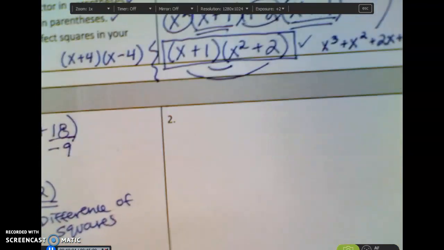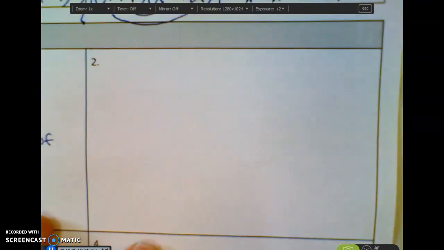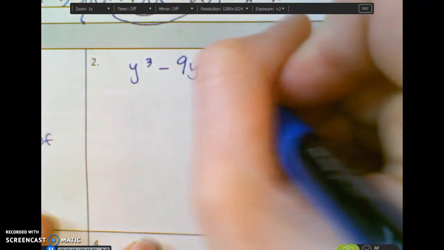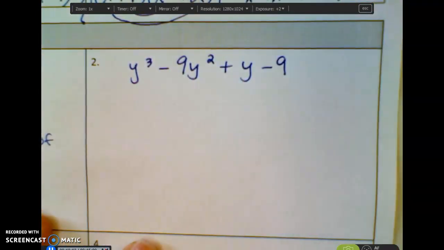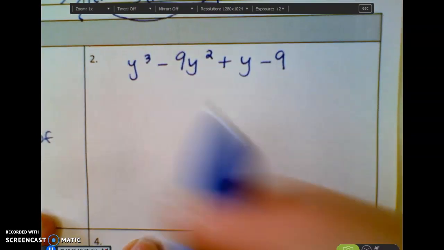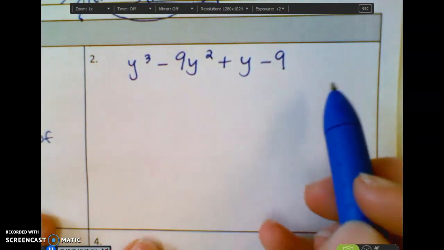All right, second one. We have y cubed minus 9y squared plus y minus 9. I want you to pause the video and try it and then check your work. All right, it is in standard form and there's no GCF.